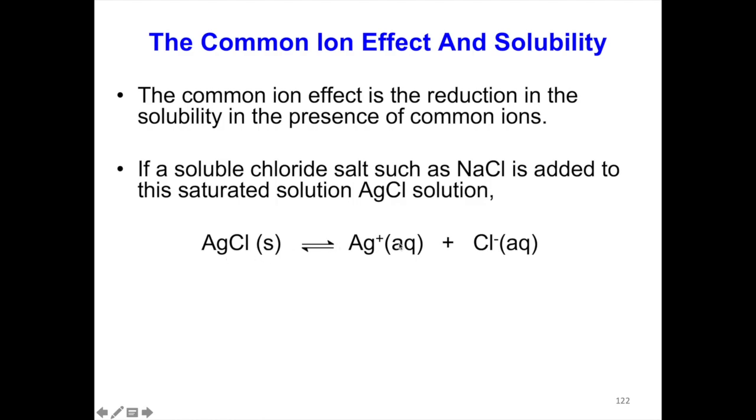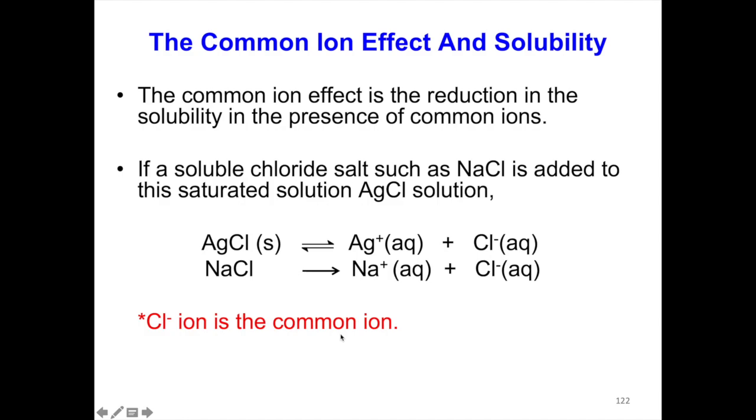As we know, AgCl will produce Ag+ and Cl-. So when you add NaCl into AgCl, NaCl will produce Na+ and Cl- as well. So AgCl produces Cl-, and NaCl will also produce Cl-. So the common ion here is Cl-, that is the chloride ion.